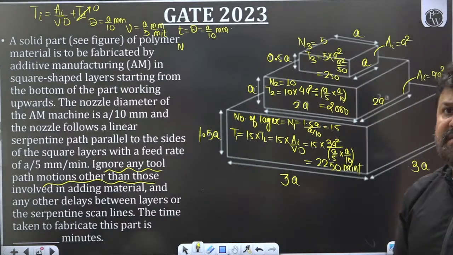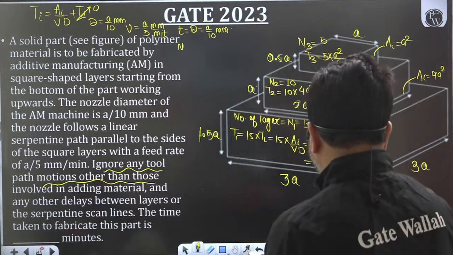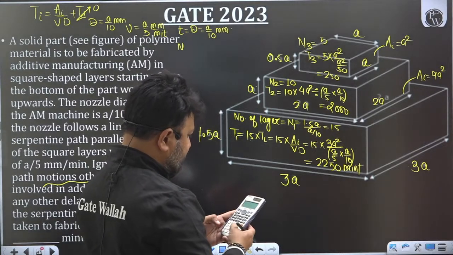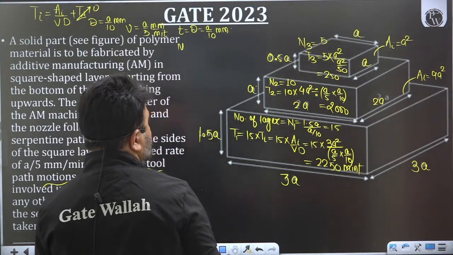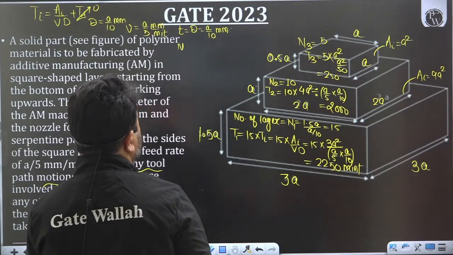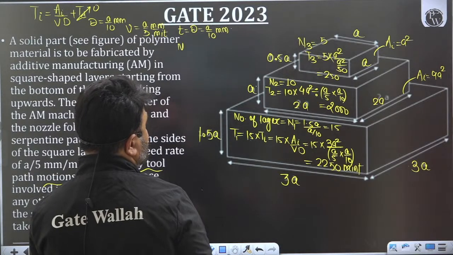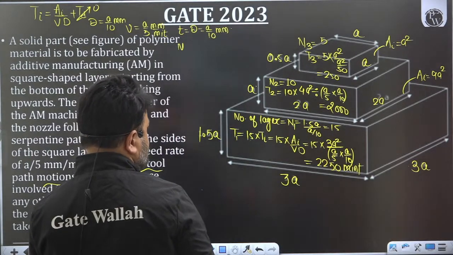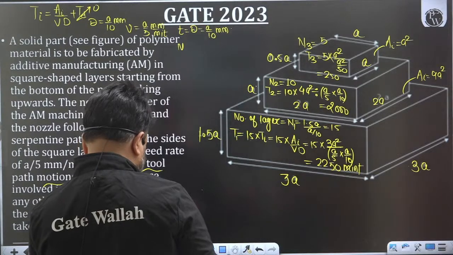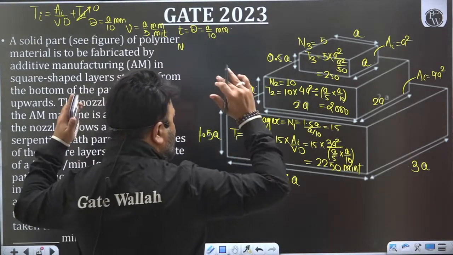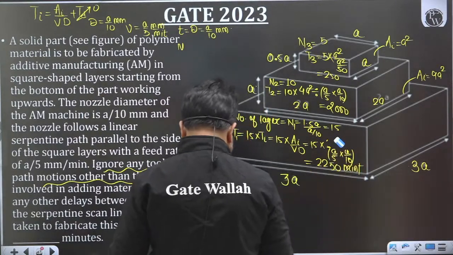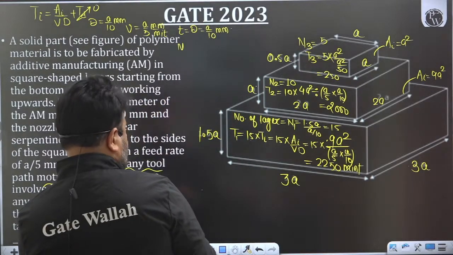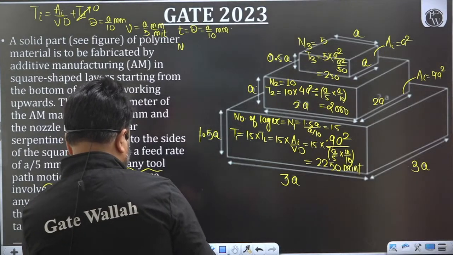Let me recheck the first one. 50 into 3 multiplied by 15 was wrong. This is 9A square, so 50 into 9 into 15, that is 6750. Yes, 6750 for the first.